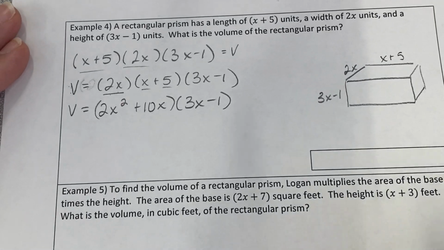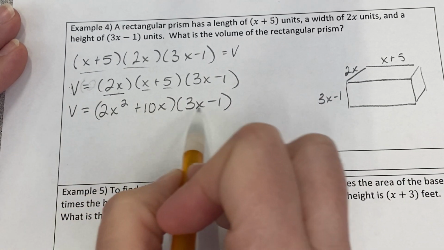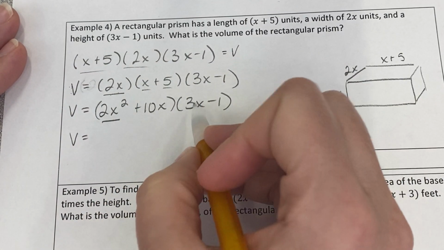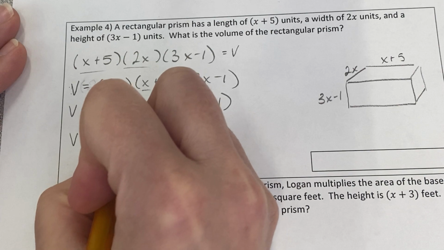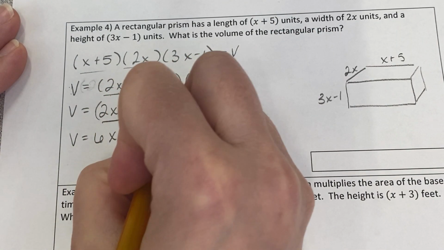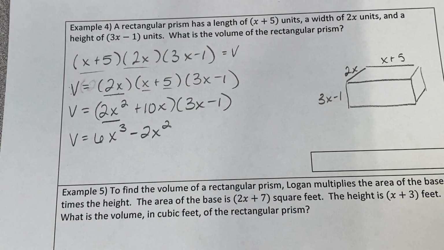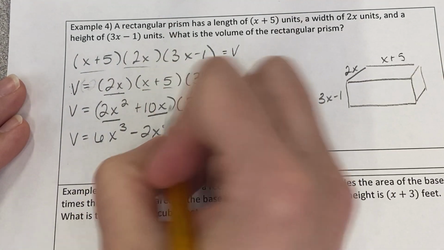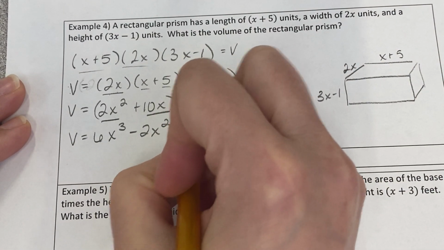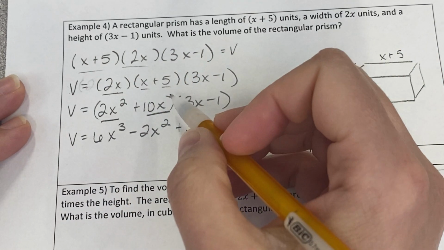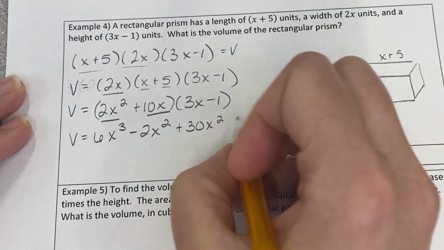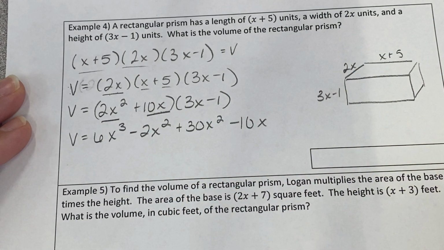Okay, and now I will distribute each of these to 3x minus 1. So 2x squared times 3x is 6x to the third. 2x squared times negative 1, negative 2x squared. Distribute the 10x. So 10x times 3x is 30x squared, and 10x times negative 1 is negative 10x.